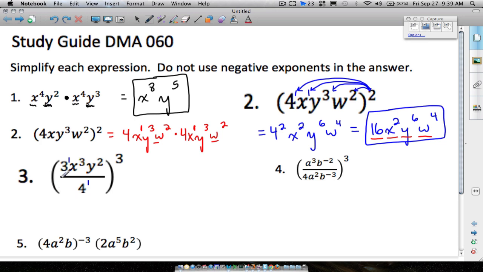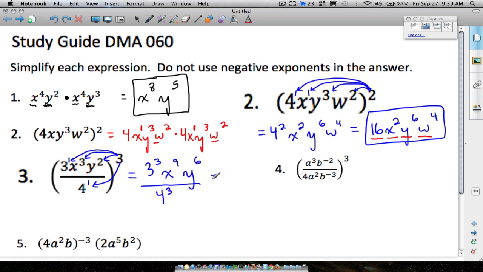All this stuff is one big piece, one big term. So when we have all these powers in this one term raised to another power, we can multiply the exponents again. So therefore we have 3 to the 3rd, x to the 9th, 3 times 3 is 9, and 3 times 2 is 6, so we have y to the 6th over 4 to the 3rd power.